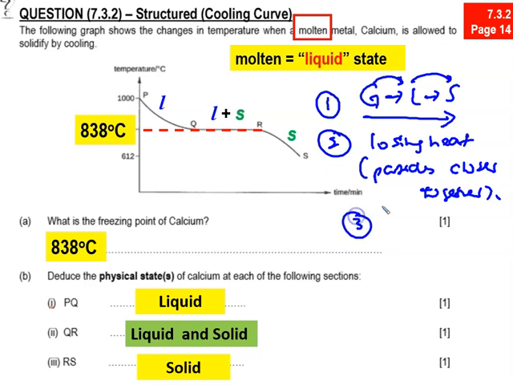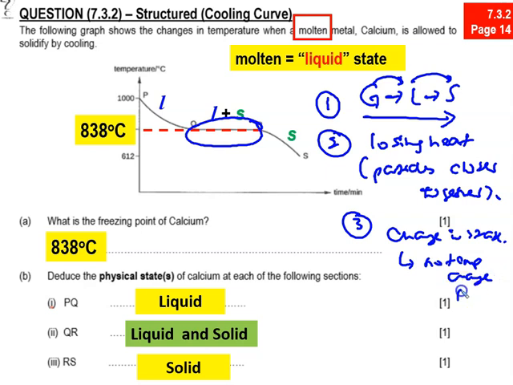The next thing, which is very similar to a heating curve, is that for any change in state, you must remember two things. Number one, no temperature change. So the temperature is constant, no increase or decrease. The second thing is that there will be a mixture of states because it takes time.